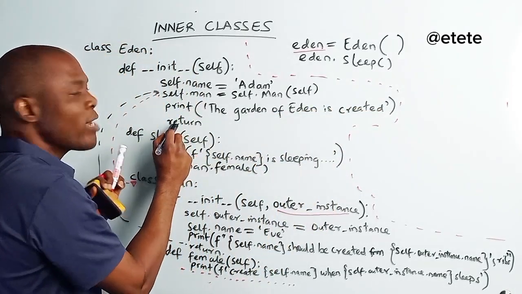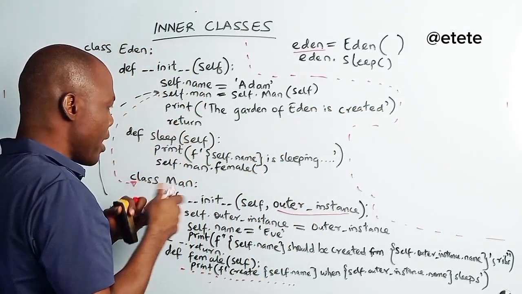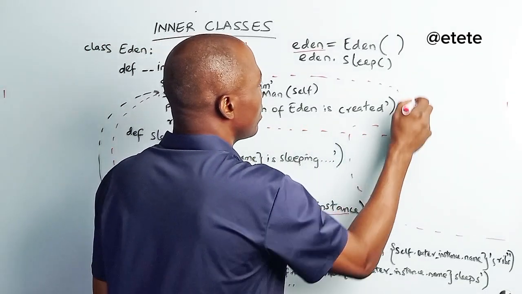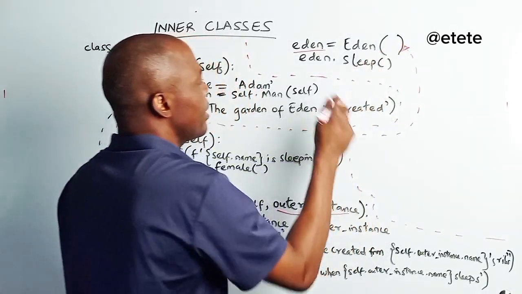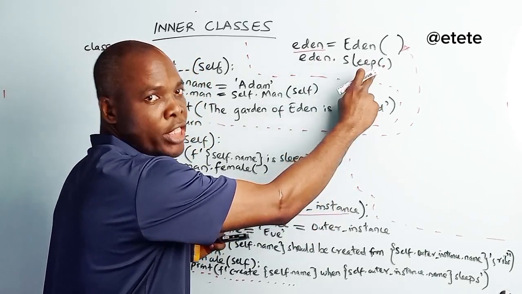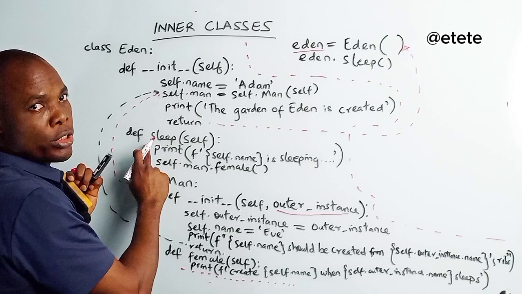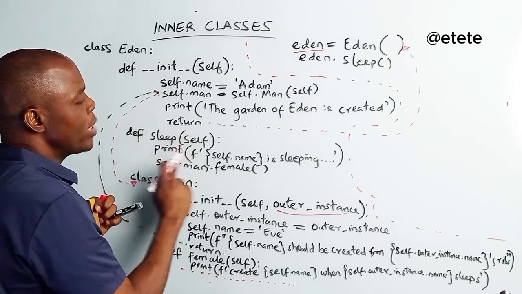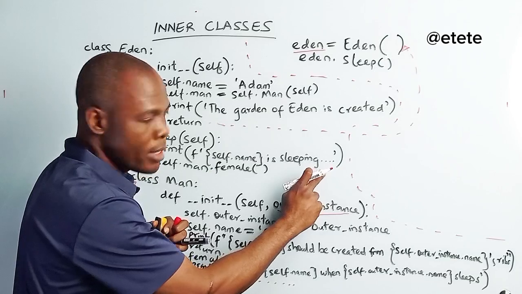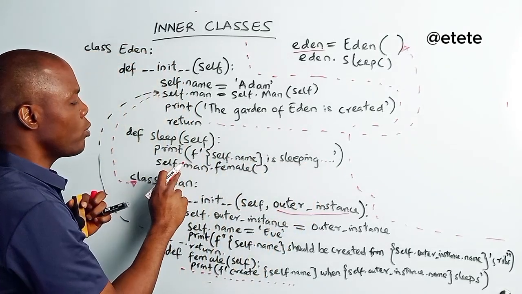Then it will return back to the calling function, which is from here. It will return to this guy. Then it will now do this second instruction, which is Eden.sleep, meaning you are calling this sleep method. So it will come in here and it will print self.name, which is Adam is sleeping.